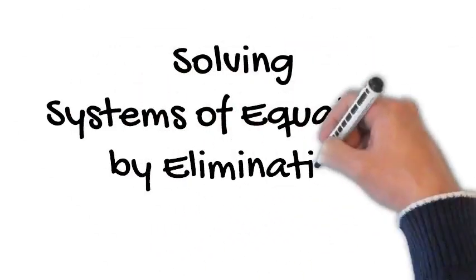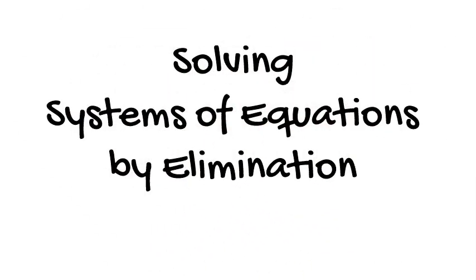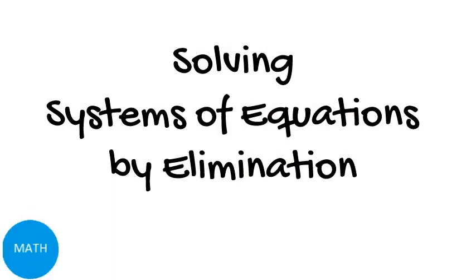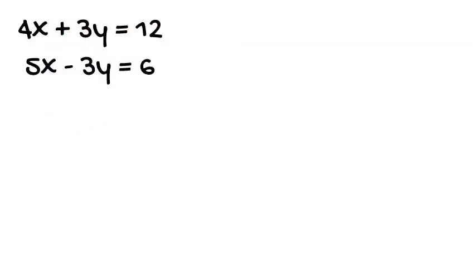In this video, we're going to talk about solving systems of equations by elimination. So clearly, first, we need a system of equations. Now, we want to eliminate one of the variables. You will notice that we have a positive 3y in the first one and a negative 3y in the second one. So if we add those together, we will eliminate the y term. And that gives us 9x equals 18, so x equals 2.